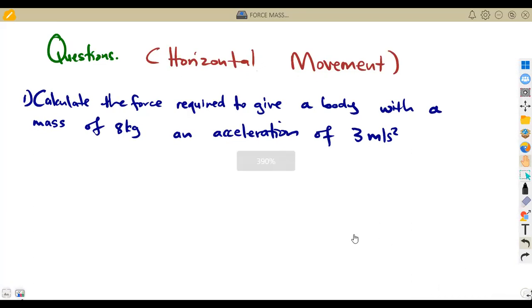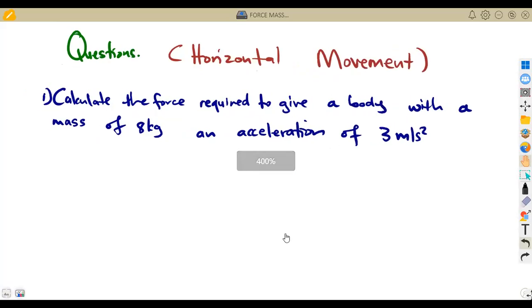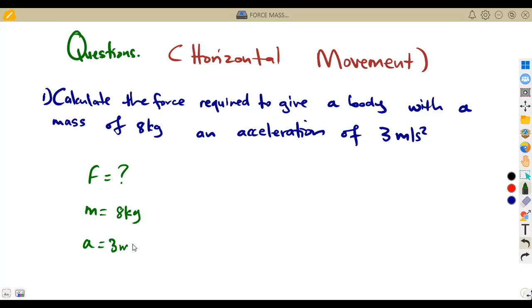All right, the first question that we have on our horizontal movement: calculate the force required to give a body with a mass of 8 kg an acceleration of 3 meters per square second. What is it that we are given? We are asked to calculate the force. So we do not know the force, but we have the mass of the body, which is 8 kilograms, having an acceleration of 3 meters per square second.